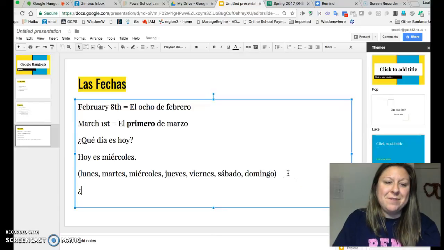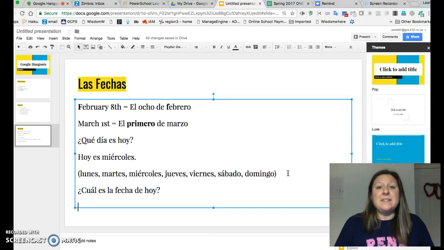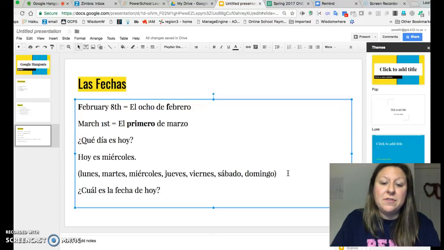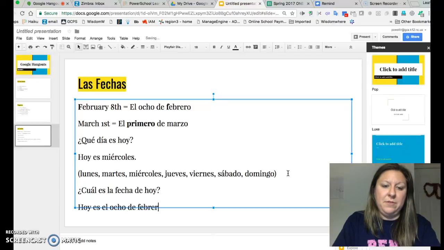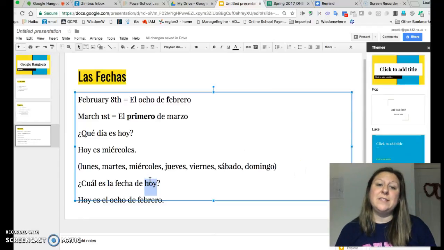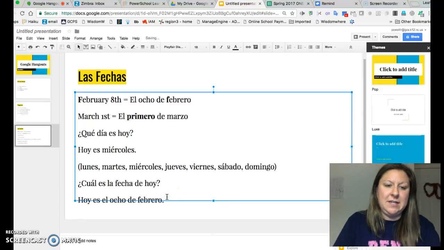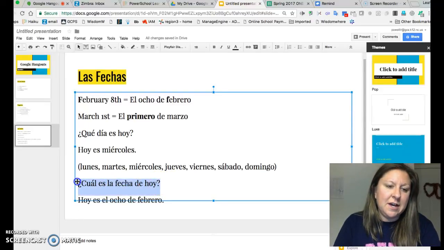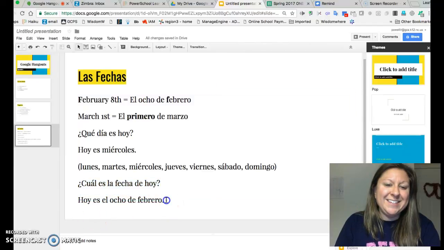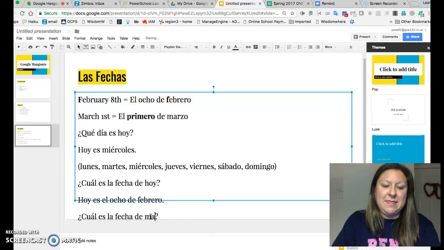The other item that I'm going to bring up is ¿Cuál es la fecha de hoy? What is the date of today? What that means is it's asking for the number as well as the month. So I could say hoy es el 8 de febrero. Now this hoy here could be changed into ¿Cuál es la fecha de mañana?, saying what is the date of tomorrow. So I'm going to copy this and paste it here and just say mañana.